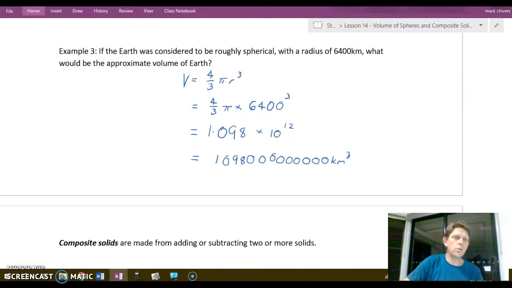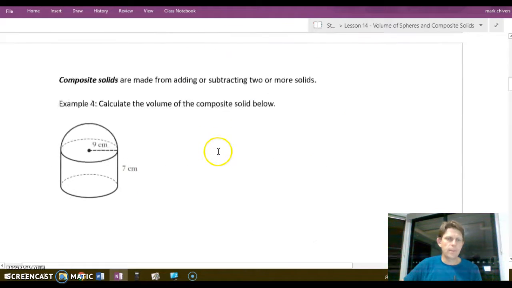Oh gosh, that's horrible. Apologies to people who like nice neat threes. There we go, that's better. Okay, and that number there is a 0, not a 6. It's a bit better. Okay, so that gives us our basic idea. Now, what's that? That's up to millions. That's billions. So 1,098 billion cubic kilometers. So yeah, quite a large number.